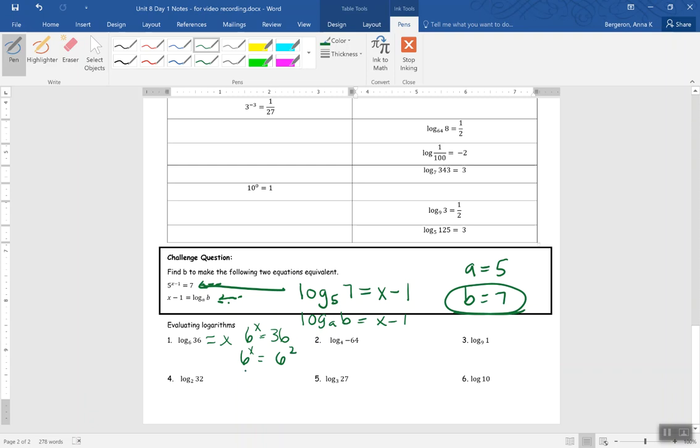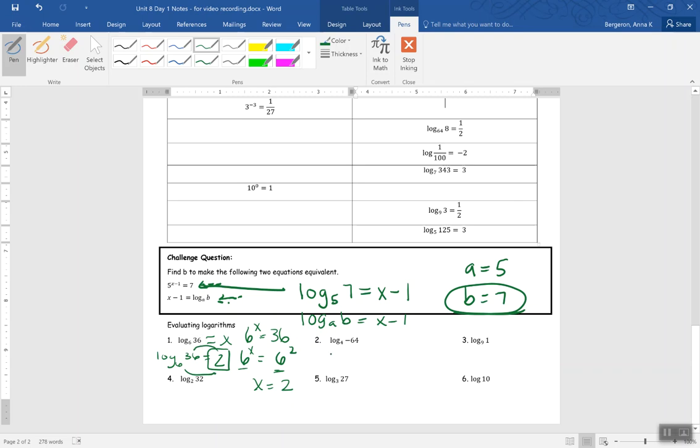Now that these bases, these bottom numbers, are the same, that means the exponents are equal to each other. So this tells me that x equals 2. So the value of this log, log base 6 of 36, equals 2. My answer here would be 2 because 6 to the second power gives me 36. Good. Let's try another one.